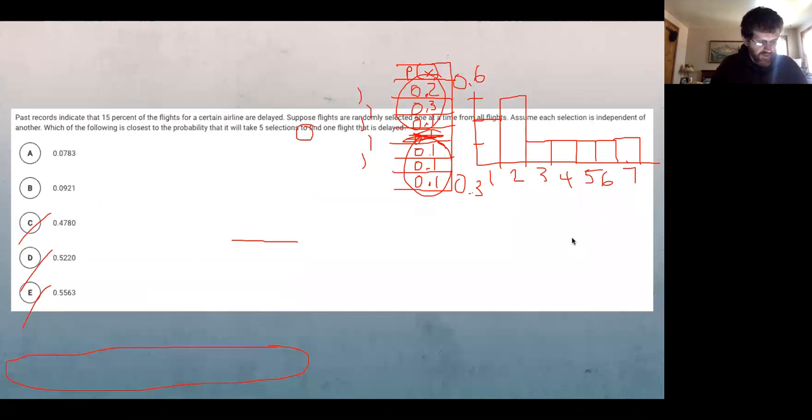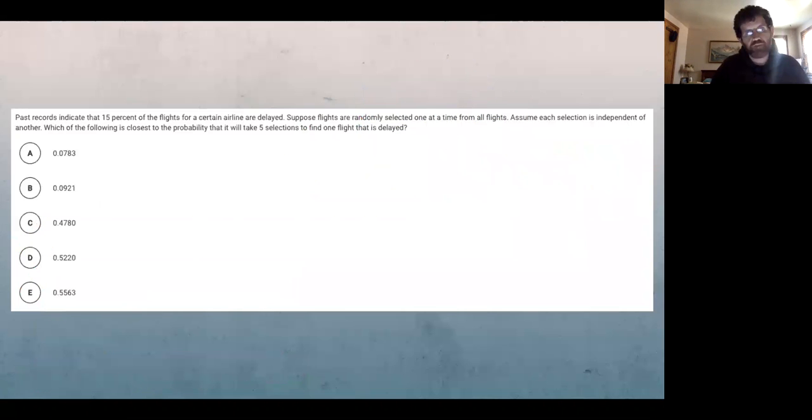All right. Past records indicate that 15% of the flights for a certain airline are delayed. Suppose flights are randomly selected one at a time from all flights. Assume each selection is independent of another. Which of the following is closest to the probability that it will take 5 selections to find one flight that is delayed? So we've got a list of flights, and each might have been delayed or might not have been. We're going to select from a random list of flights. The reason for this is that now it's all independent, okay? And now 15%.